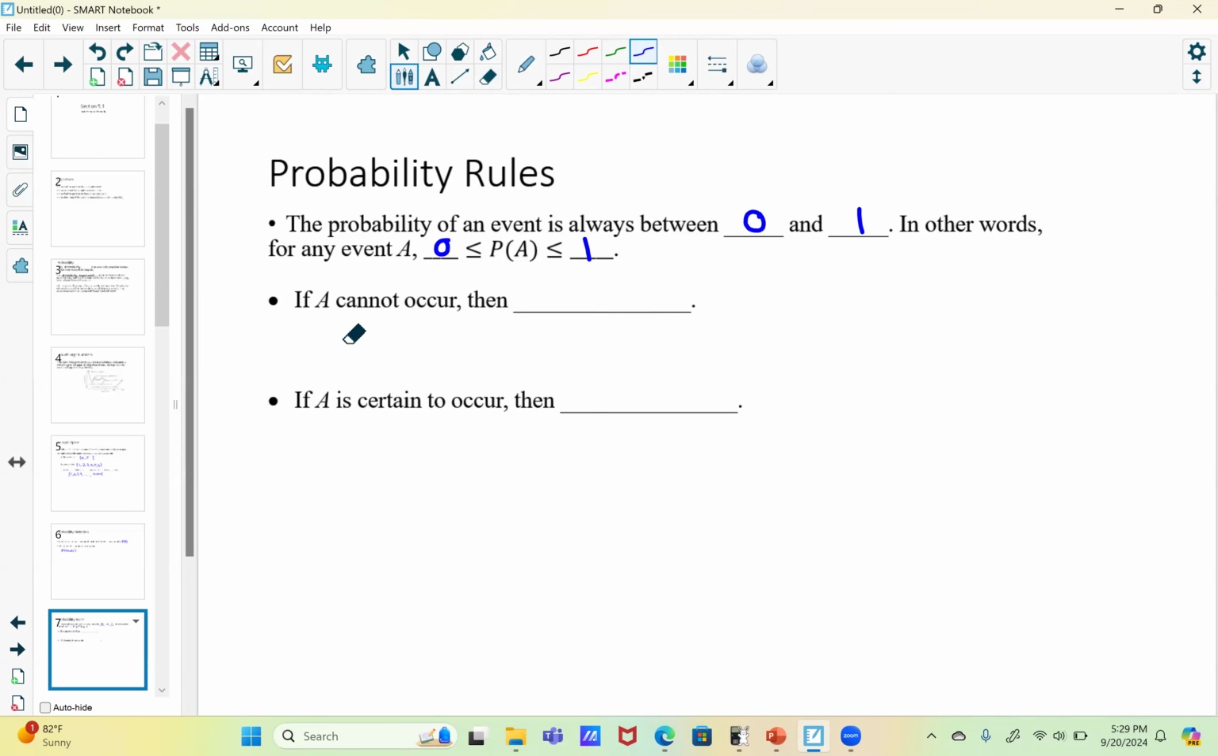Now, the only time that we have the probability equal to 0 is if A cannot occur. So the probability of A equals 0 if it is impossible for A to occur. If I said I'm rolling a single die, what is the probability of rolling a 7? That probability would be 0 because it's impossible to get a 7 if I'm rolling a single die. If it is certain to occur, then the probability of that event is 1. There's a 100% chance that it is going to occur.